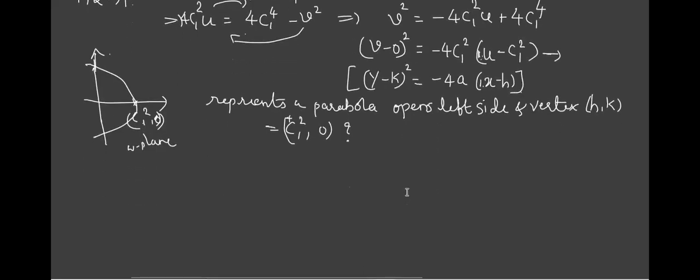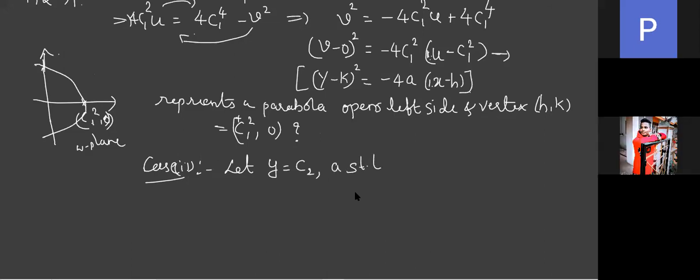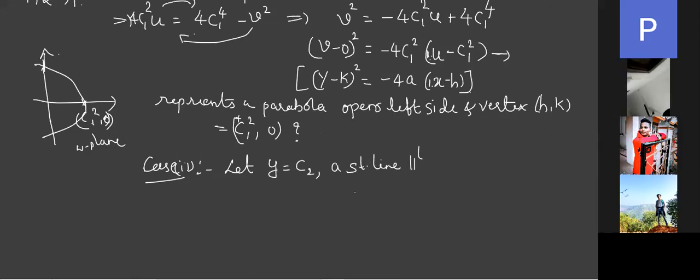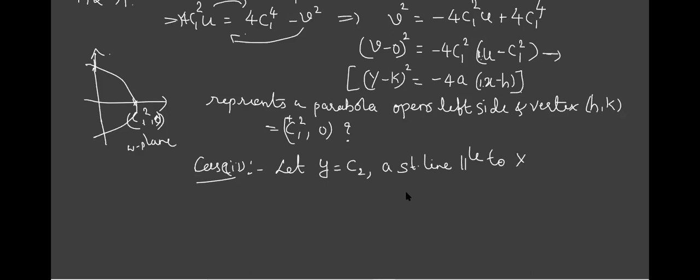Now let us take the second case. What do we have to take in the Z plane? Which curve? y equal to c2 only we have to take. What is this representing? A straight line parallel to the x-axis, in the Z plane.